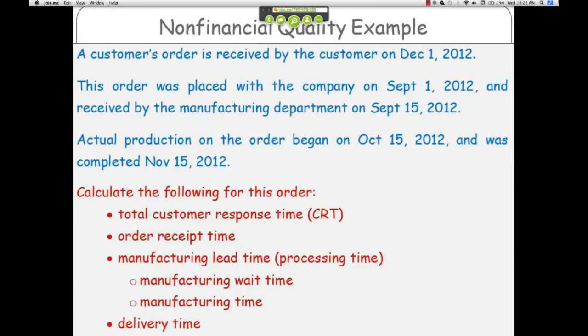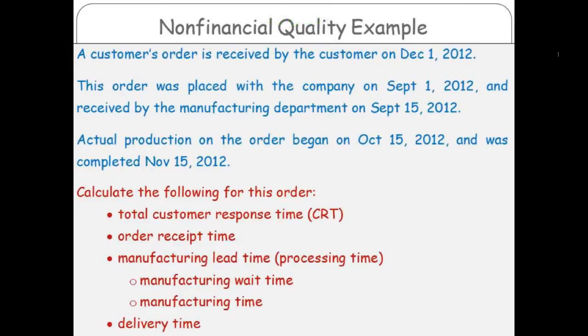What's the total customer response time, start to finish? When did we start? September 1st. When did we deliver? December 1st. So September 1st to December 1st, so that's how long? September, October, November. 90 days. So the total response time is 90 days. And that's customer response time.